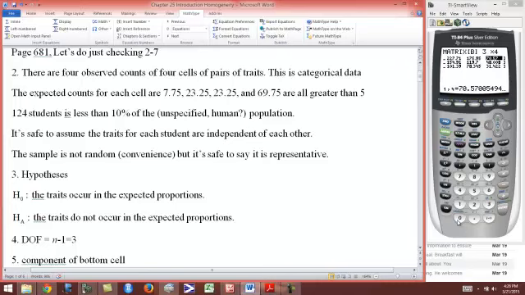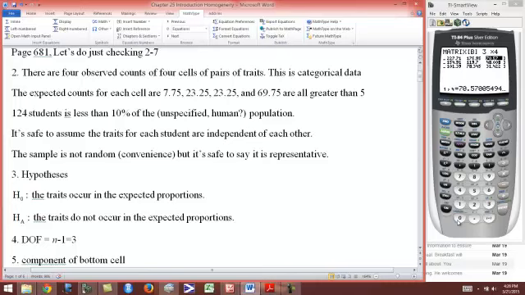Number 2, there are 4. We're going to do the preconditions. There are 4 observed counts of 4 pairs of traits. That's categorical. You have counts in cells. The expected counts are all greater than 5. 124 students, less than 10% of the unspecified population. It is safe to assume that students are independent of each other. The sample is not random, but it's safe to say it's representative.